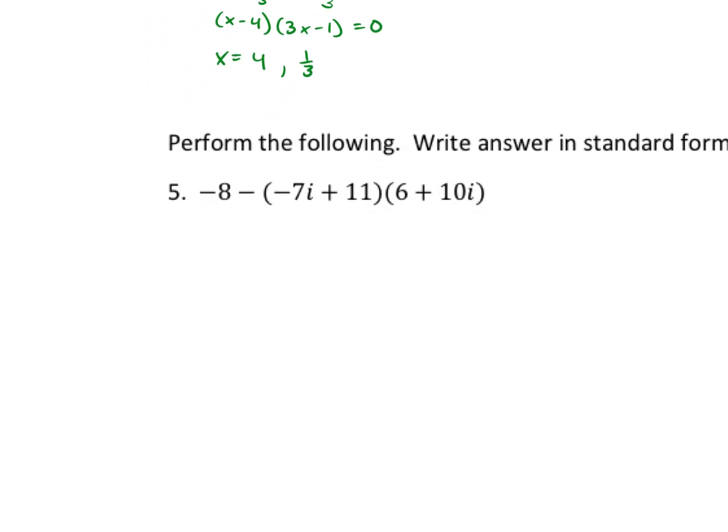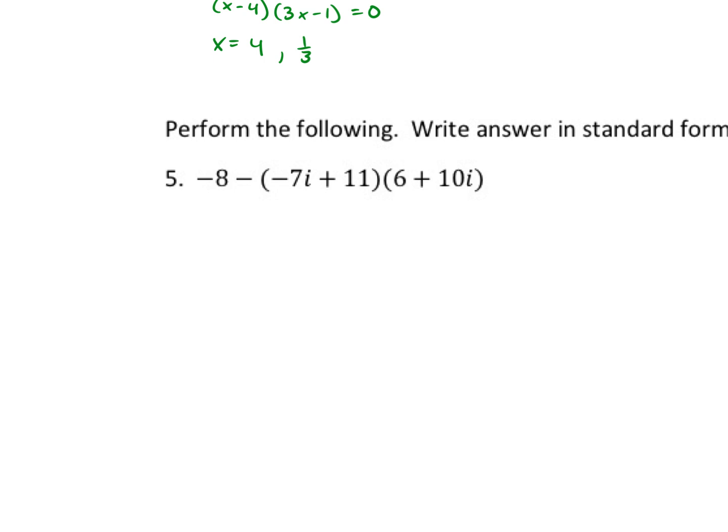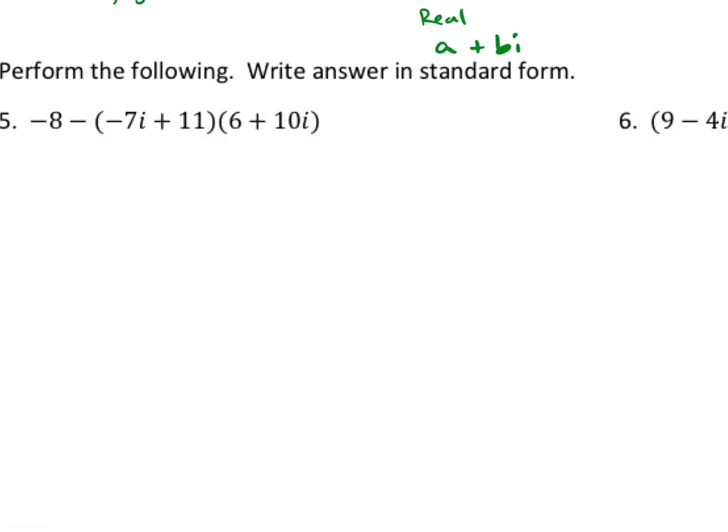All right, let's do 5. So we're going to perform the following. Write your answer in standard form. So standard form is a plus bi. The real part comes first. The imaginary part comes second. So just make sure you leave your answer in standard form. Real part comes first. Imaginary comes second. And with these questions, anytime you have i squared, you want to change it to be -1. So those are the two things that you have to keep in mind for these types of questions. And just make sure you follow your order of operations.